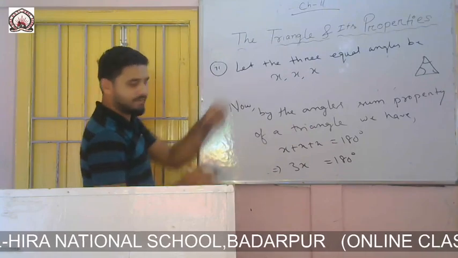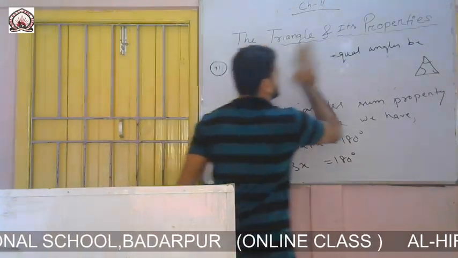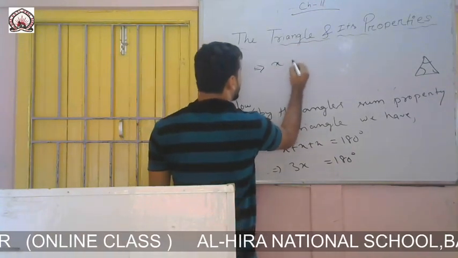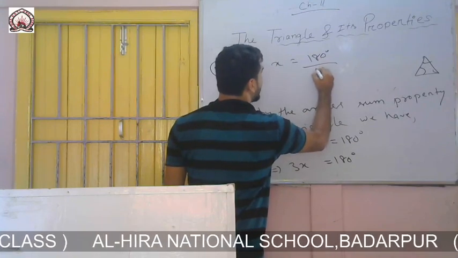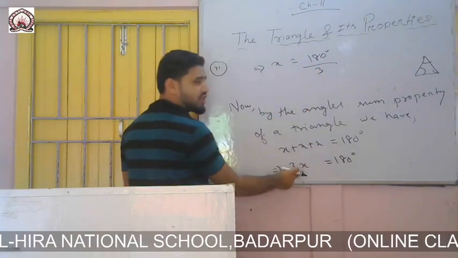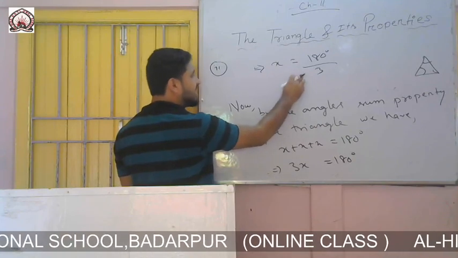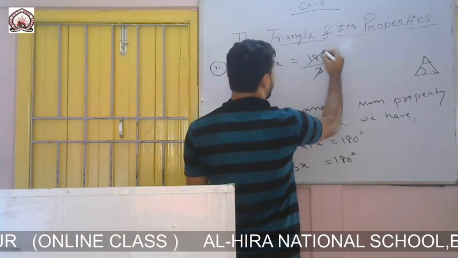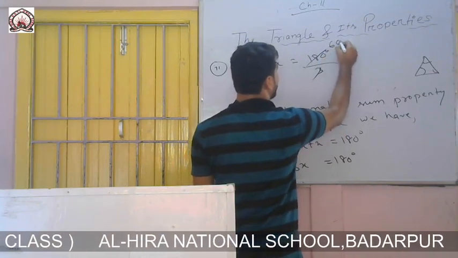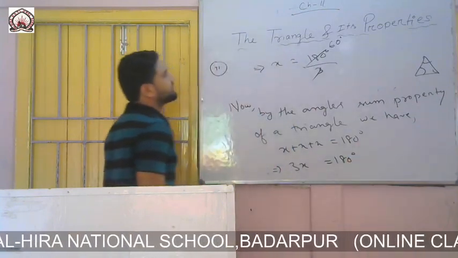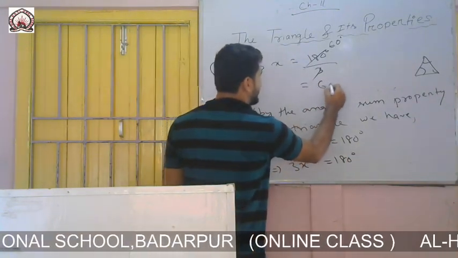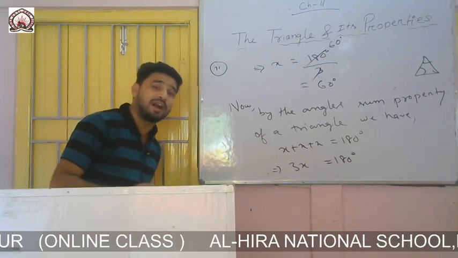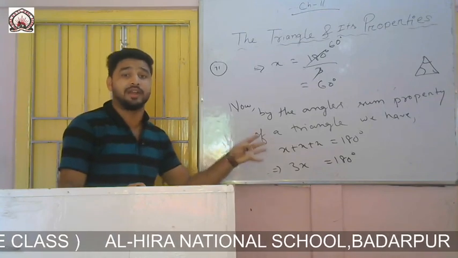Now from there you come to the upper portion. After that you write x equals 180 degree divided by 3, because 3 and x are related by multiplication, and if I take it to the right side of the equal sign, then it will come as division. So if I cancel, then 3 sixes are 18 and 0 is there, so I put 10. So x equals 60 degree. Now I can write the measure of the three angles will also be 60 degree, because all the three angles are equal.